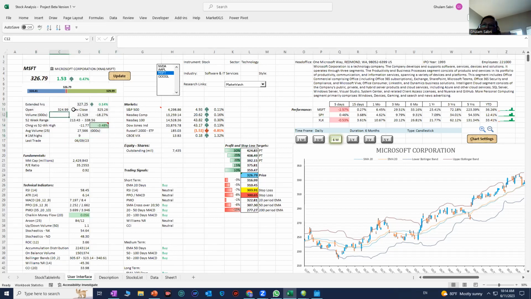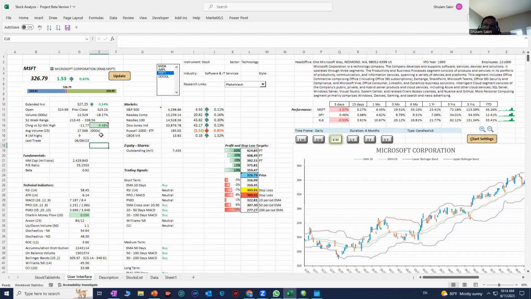It opened at this price, like here. This is the volume in millions: 22 million shares were traded. Volume was approximately 18% lower than the previous day. The 52-week range is this one, from 213 to 338. It is within closing range of its 52-week high, which is 3.48%. That's why it is green in color.